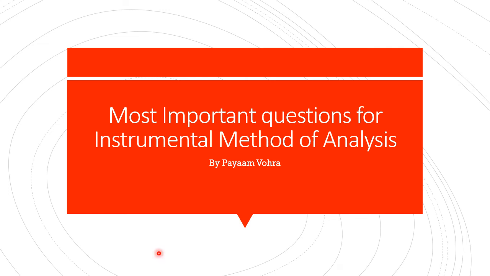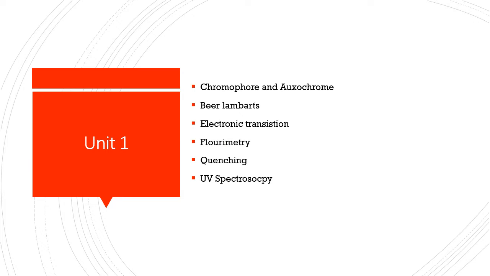So today's video is about the important questions for the instrumental method of analysis, which is in your semester 7 of B Pharmacy final year. So the number one thing that you need to know is the concept of chromophore and the concept of auxochrome.